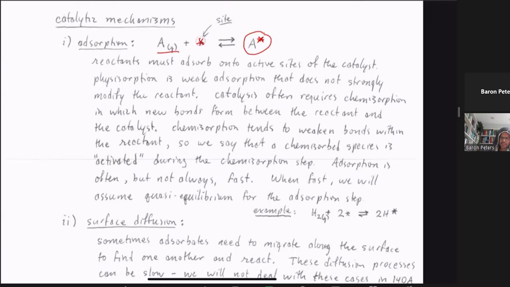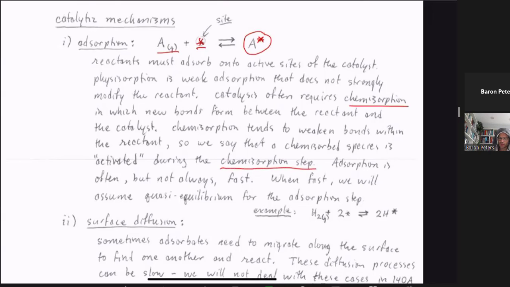What often happens in catalysis is that one of these first steps is a chemisorption step, and that means that new bonds are forming between the atoms in the reactant and the atoms in the catalyst. And by formation of those new bonds, we usually have some sort of a conservation of bond order, and that's going to cause other bonds in the reactant to be weakened, and those will be the so-called activated bonds that will ultimately break during the catalytic step. So adsorption is often but not always fast, and cases where it's not fast typically are cases where you have one of these chemisorption steps.